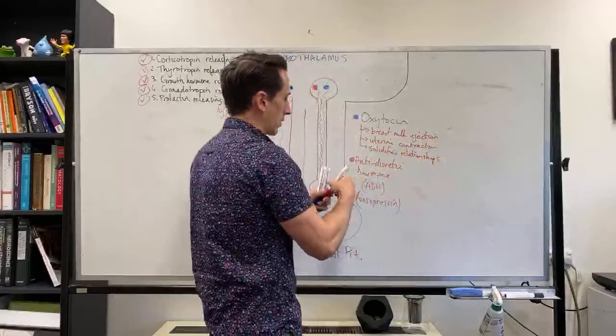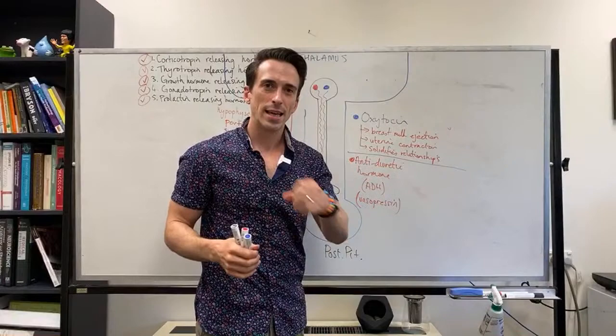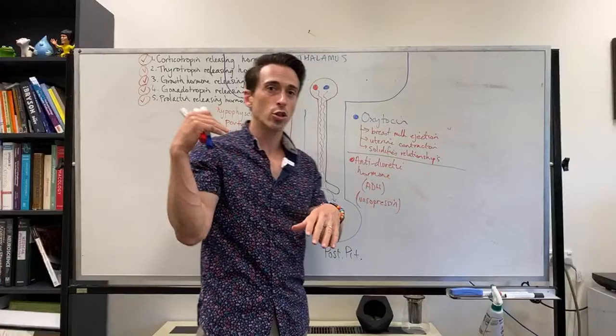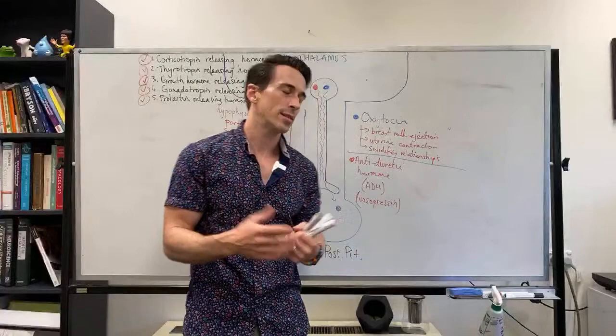So, breast milk ejection, that's easy. Or let down, ejection, let down. Whichever term you want to use, that's fine. Uterine contractions, that's cool. Get bub out. Solidifies relationships. So, we all think of oxytocin's release. Makes us happy. All right.